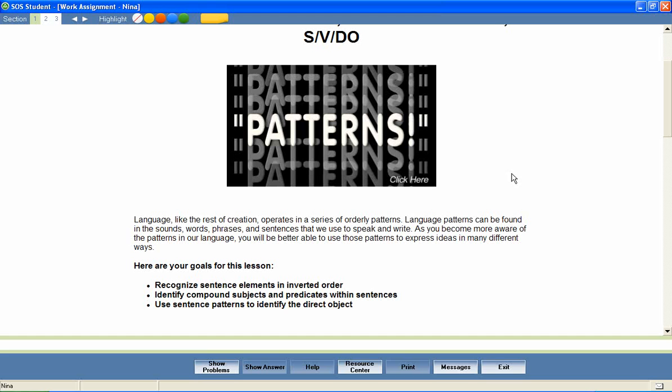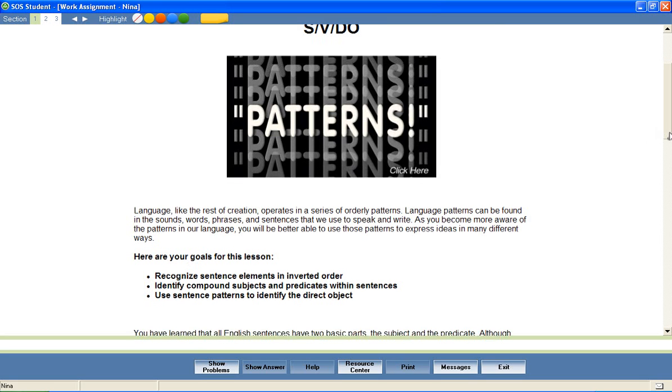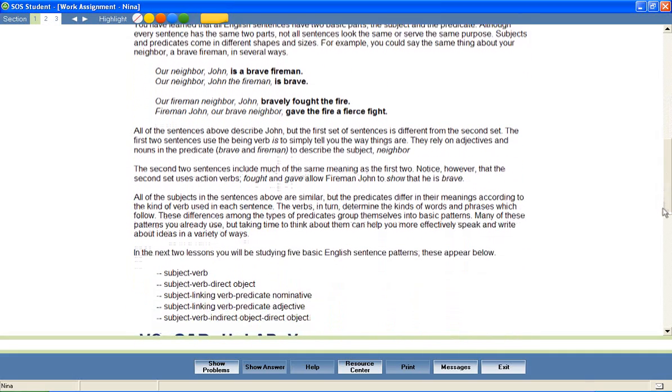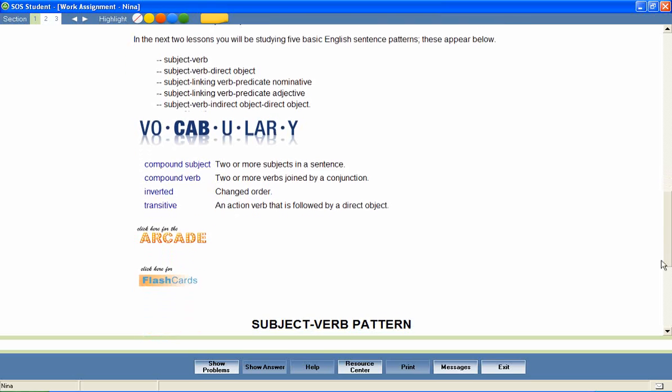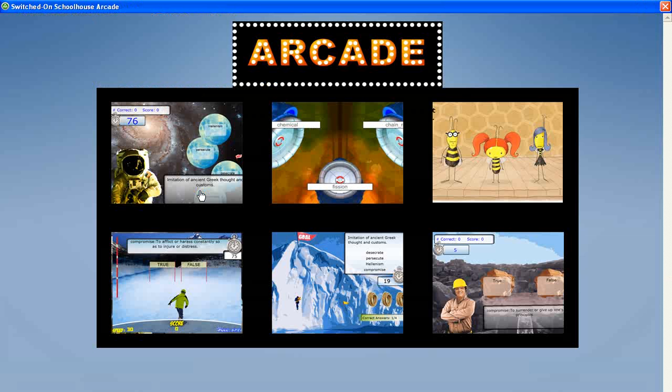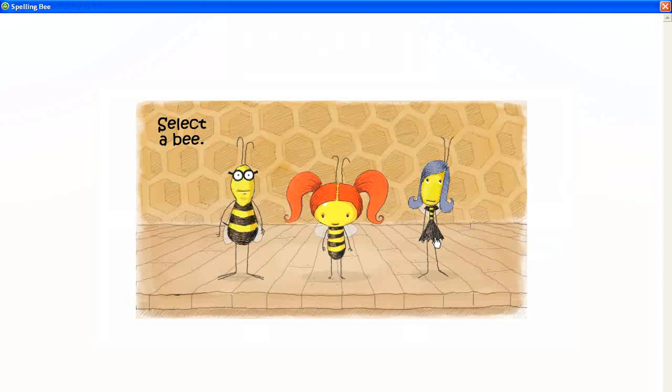At the beginning of most lessons, your students will also encounter a list of vocabulary words that will be used throughout the lesson. We've included several activities to encourage mastery of these important words. For example, students can hear the correct pronunciation of each word. Inverted. Transitive. In addition, the vocabulary arcade games encourage mastery of the vocabulary words by providing practice in the correct spelling of each word and in matching each word with its definition.